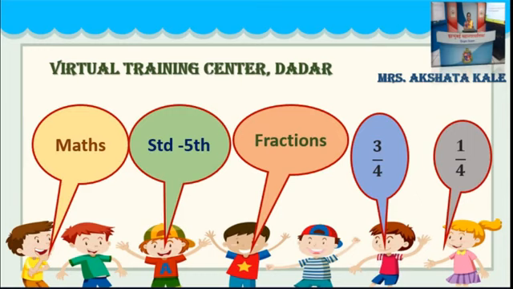Here examples are there, that is 3 upon 4, 1 upon 4. Correct? Now 3 and 1 are numerators and 4 is the denominator. Isn't it? Okay, we will proceed to today's portion.